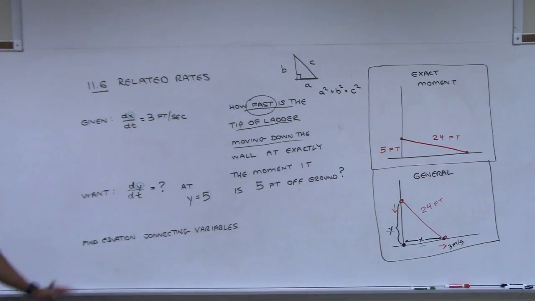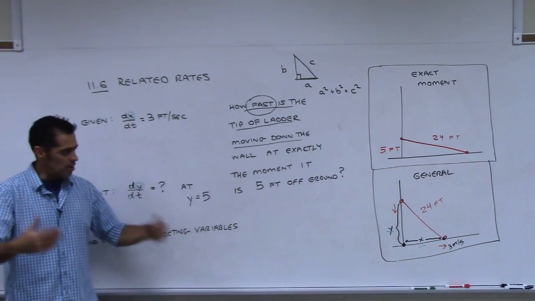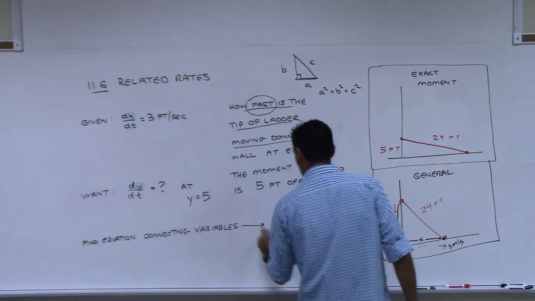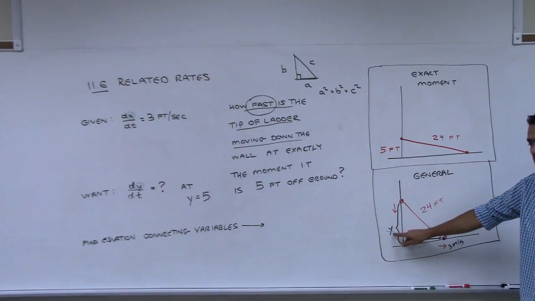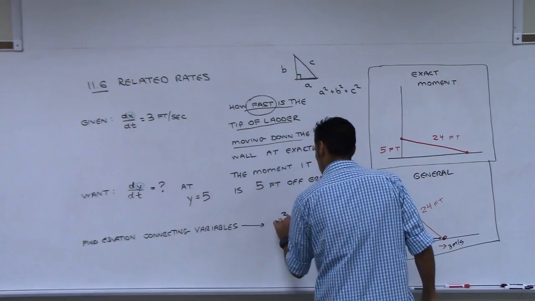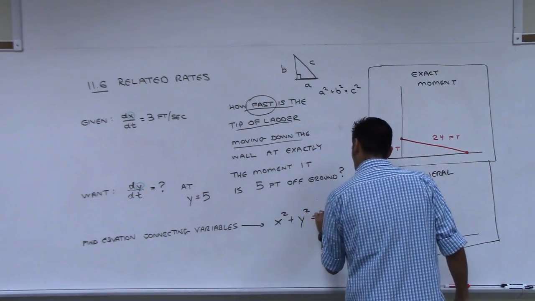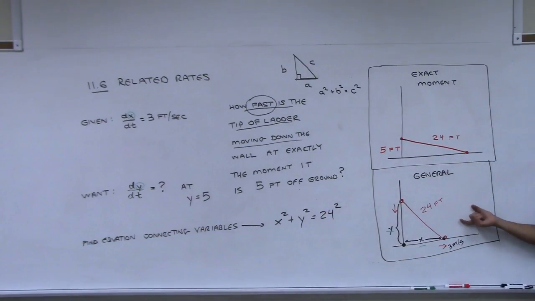So I asked you to give me some equation that connects x and y together, and you said Pythagorean. Can you elaborate on that? Can you tell me exactly what that equation would be according to our picture? X squared plus y squared must be 24. 24 squared. I forgot to say squared. Do you all agree that that equation goes with this picture? Yes?